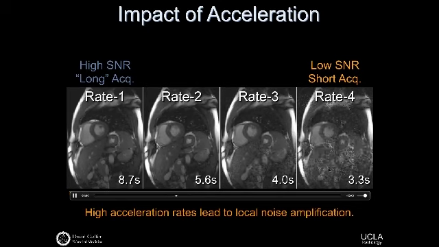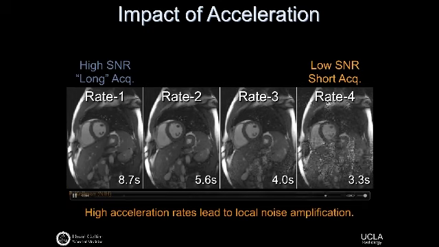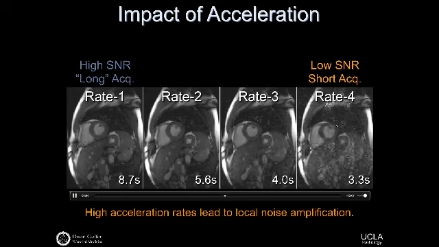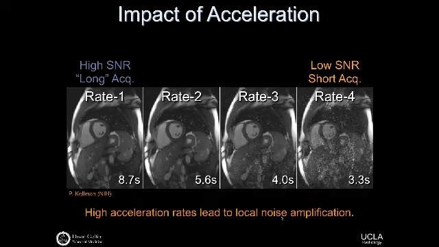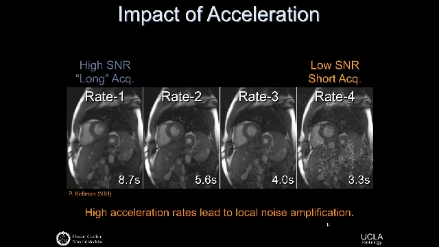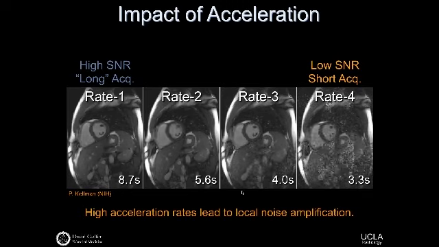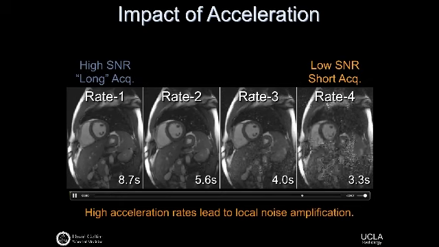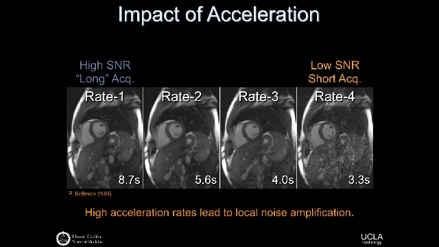And then as you get to the far right-hand image where you've gone to rate 4 acceleration, you start maybe making out some sort of structured noise that you could imagine is related to those aliasing artifacts, which in fact it is. So high acceleration rates lead to local noise amplification, and there are limits to how much acceleration we can use. But I would say that almost all clinical protocols are going to use rate 2 or rate 3 acceleration in their exams.